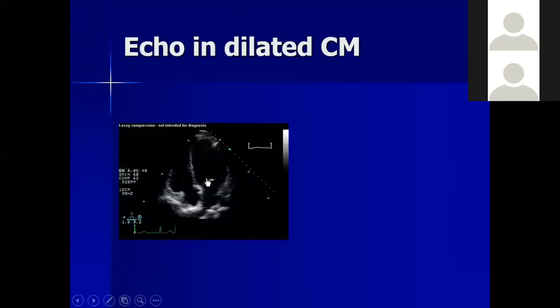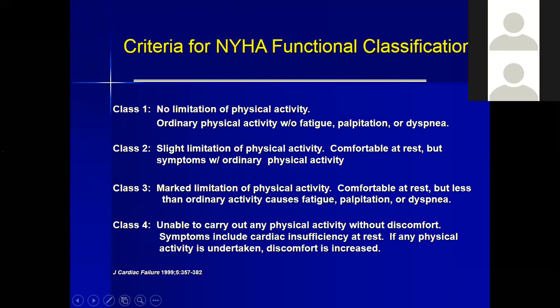This is the left ventricle, this is the left atrium, and right ventricle. You can see this is a very dilated ventricle. This is most important for your level: the NYHA classification. So what is NYHA 1, 2, 3, 4?